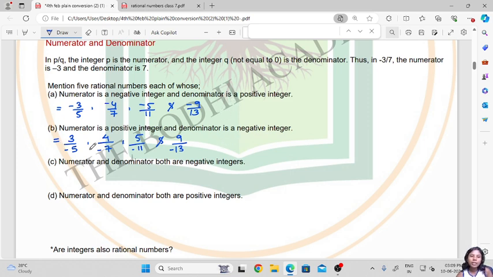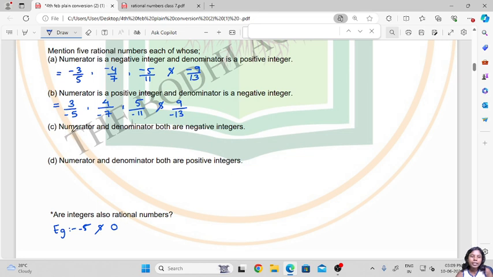So here all the denominators are having a negative sign and all the numerators are positive integers. Now next, numerator and denominator both are negative integers. So now both the numerator and the denominator are going to have a negative sign. So same examples we shall continue with.